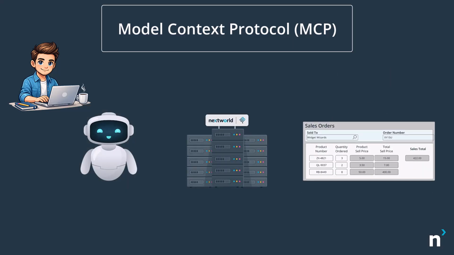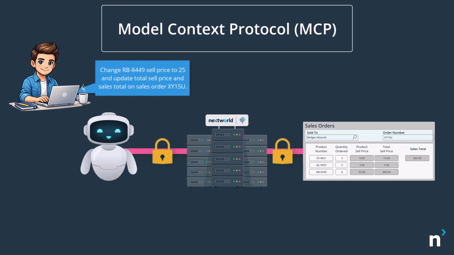Likewise, external AI agents such as Claude or ChatGPT can securely access NextWorld application data through NextWorld's MCP server based on defined permissions. Once connected, users can submit prompts to an MCP-compatible agent to retrieve information, update existing records, or create new data. All actions occur within established security controls.